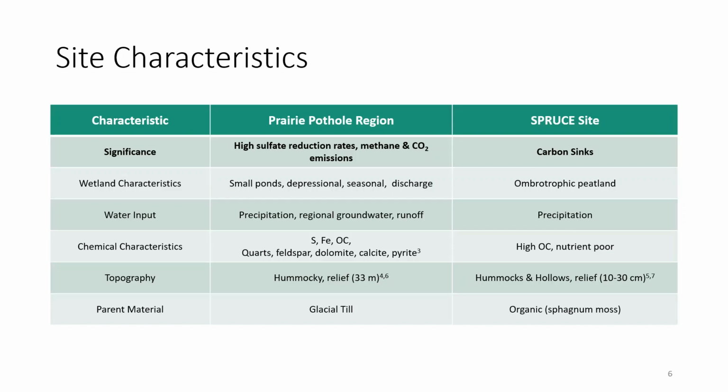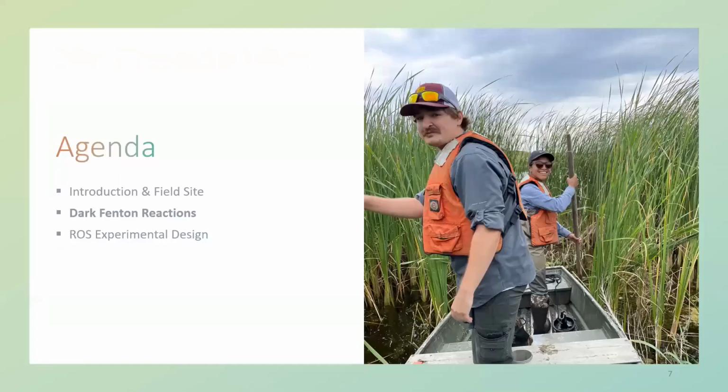Now, if you compare that to the Spruce site, it is an ombrotrophic peatland, so it is a carbon sink and stores a lot of organic carbon in the soil. It receives water only through precipitation, and its parent material is organic, primarily coming from sphagnum moss. It also has hummock and hollow topography, but the relief is much smaller, 10 to 30 centimeters. And the chemical characteristics are that it's nutrient poor with high organic carbon presence. So these two field sites are both wetlands, but they have very different characteristics.